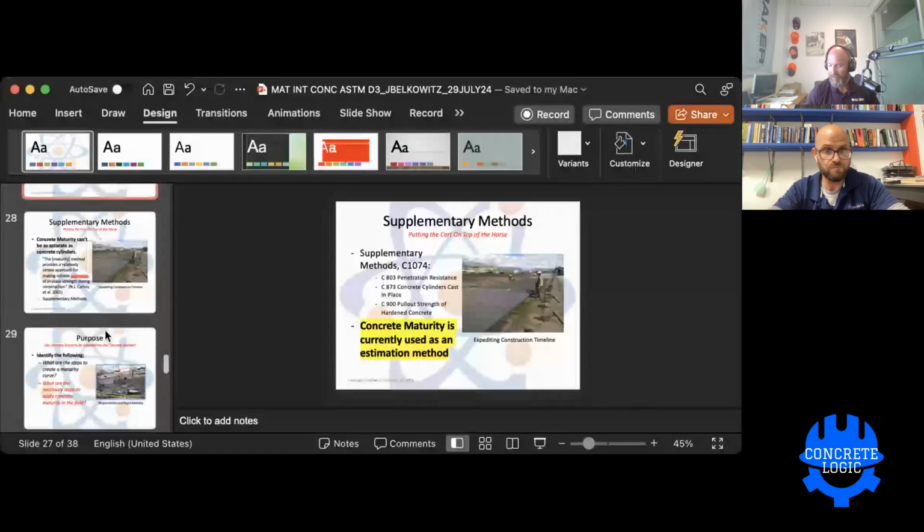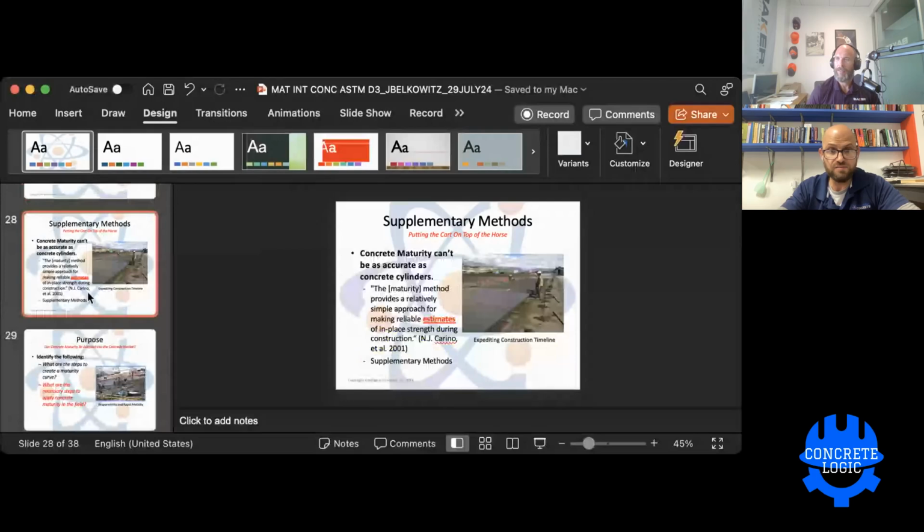Okay. What do you got? Huh. No, that's surprising as well. The second method to validate the maturity method. It says it like on the first page.